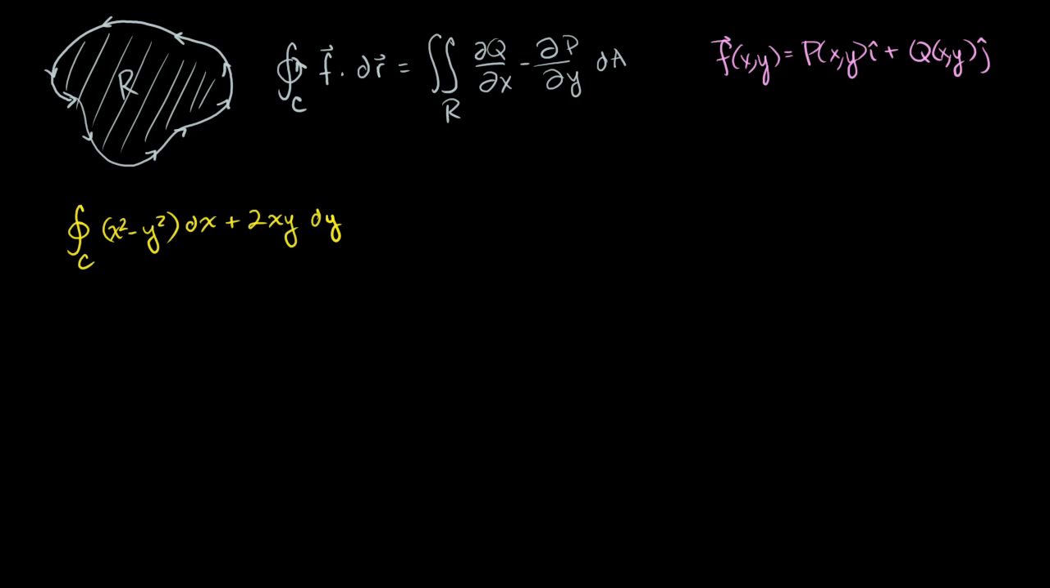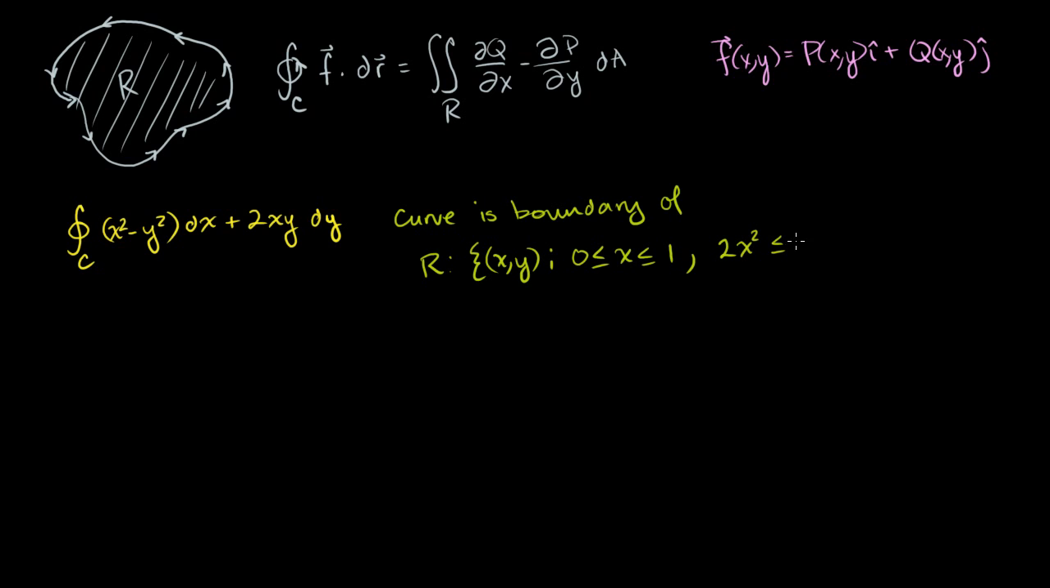And then our curve, they're giving us the boundary. The boundary is the region. I'll do it in a different color. So the curve is the boundary of the region given by all of the points x,y such that x is greater than or equal to 0, less than or equal to 1, and then y is greater than or equal to 2x squared and less than or equal to 2x.